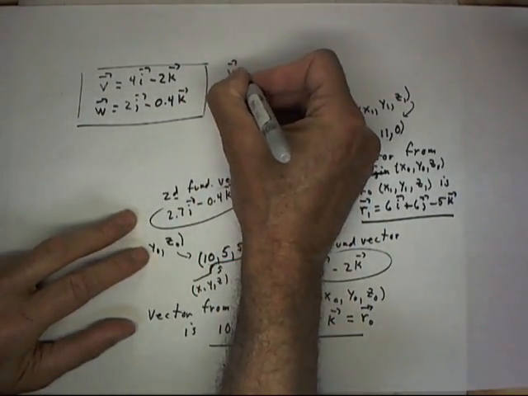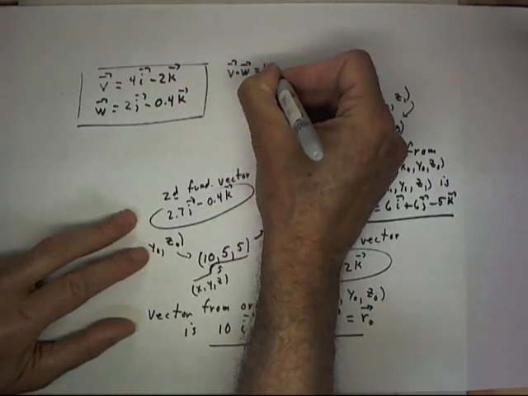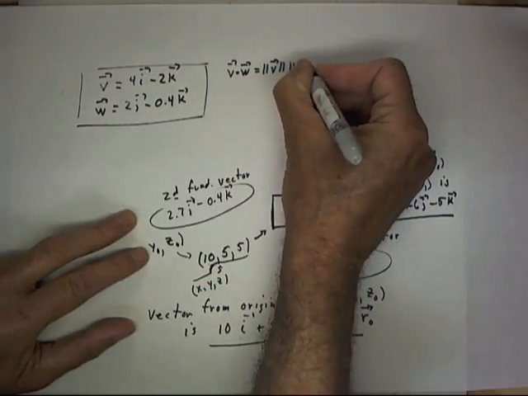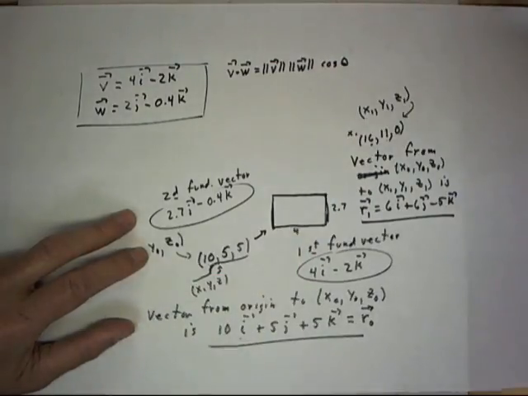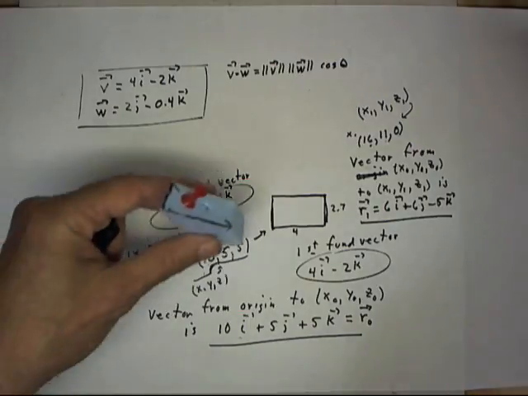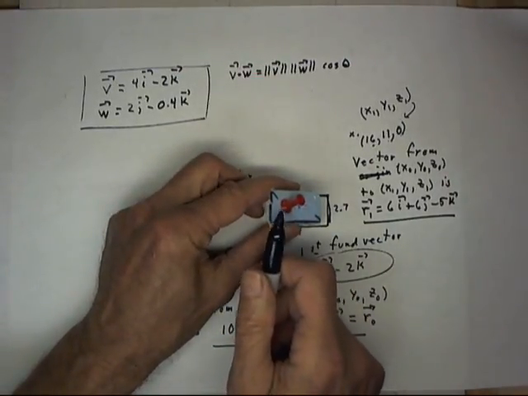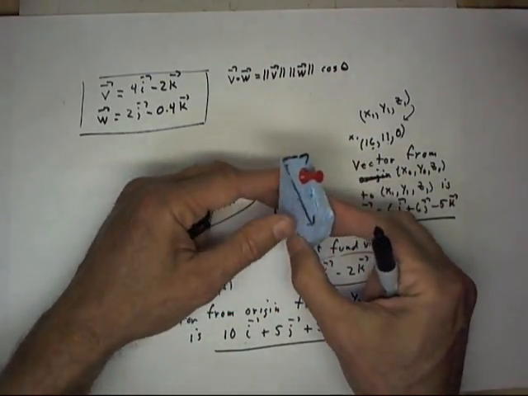The dot product V dot W is just the magnitude of V multiplied by the magnitude of W multiplied by the cosine of theta, where theta is the angle between the two vectors. Now, what vectors are we talking about? We go back to this surface, put it in the standard position. We're talking about this vector and this vector. What's the angle between those two vectors?